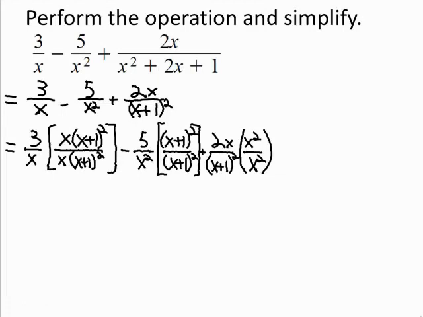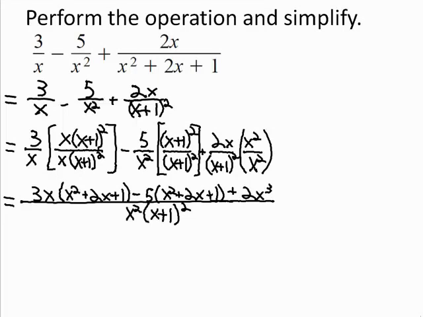Multiply 3 divided by x by the quantity x plus 1 squared divided by the quantity x plus 1 squared. Multiply 5 divided by x squared by the quantity x plus 1 squared divided by the quantity x plus 1 squared, and multiply 2x divided by the quantity x plus 1 squared by x squared divided by x squared, so that each fraction has the same denominator. Multiply the numerators and denominators, and square the x plus 1s. 3x times the quantity x squared plus 2x plus 1, minus 5 times the quantity x squared plus 2x plus 1, plus 2x cubed, divided by x squared times the quantity x plus 1 squared.